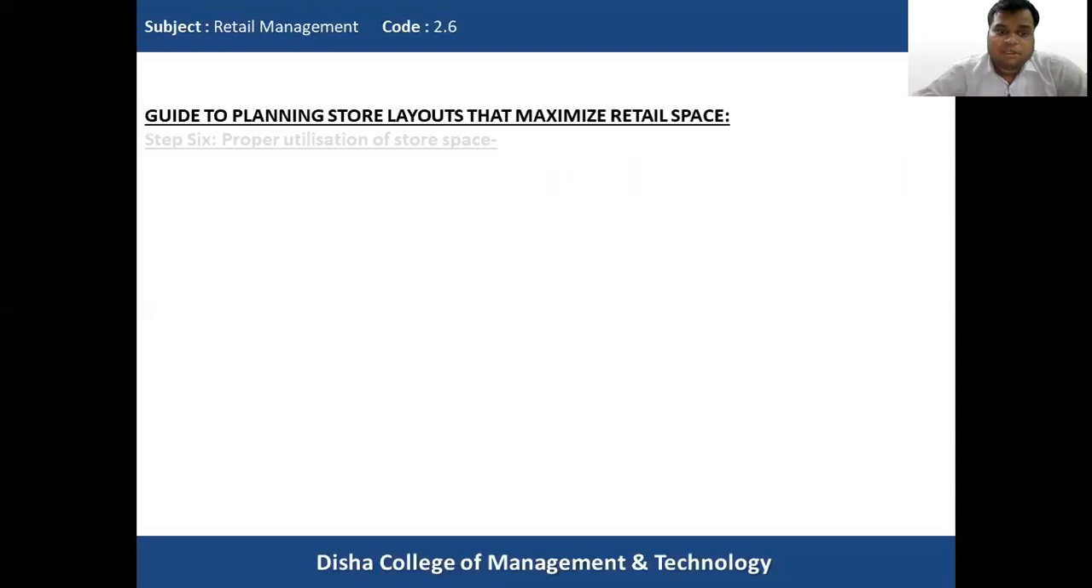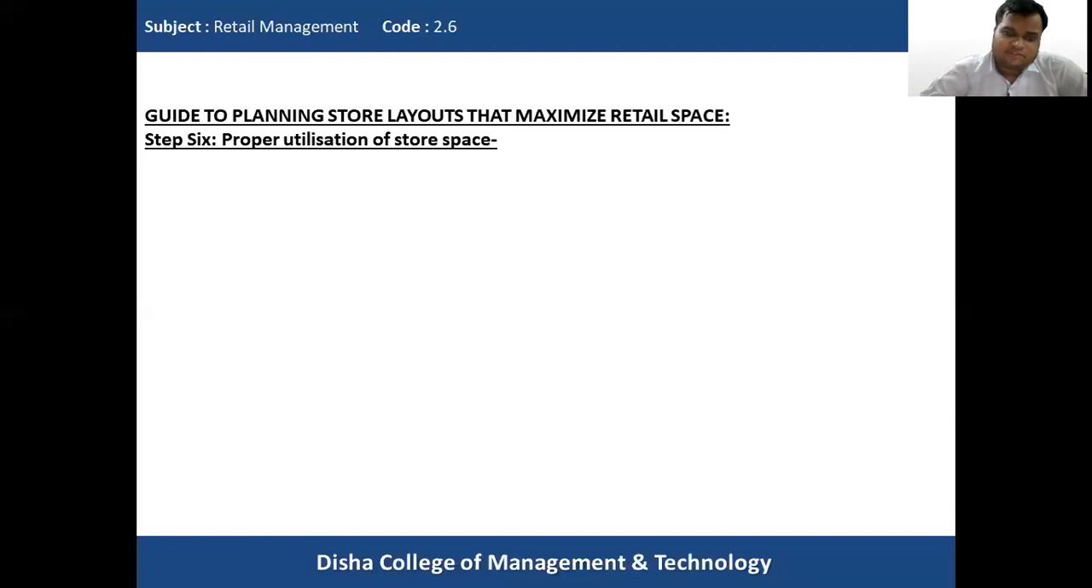Now, coming to step 6, proper utilization of the store space. Whatever store space is available to the retailer should be utilized in such a way that the maximum output or maximum profit is gained from the retail space. We have to maximize this retail space, because it comes at a cost, and proper utilization of the store space ensures that the retailer gains maximum revenue from it, or that maximum per square foot revenue is generated.